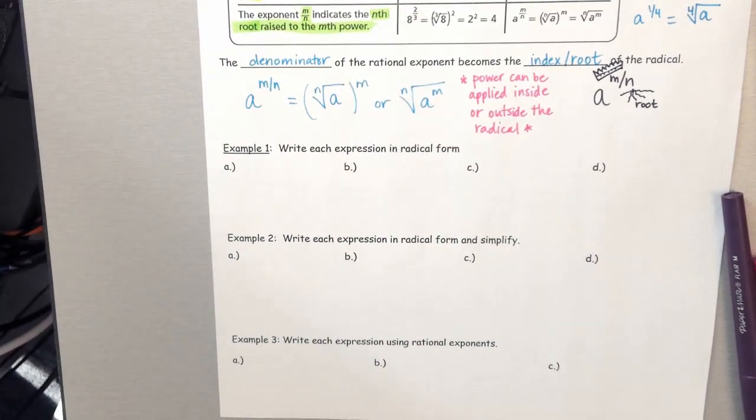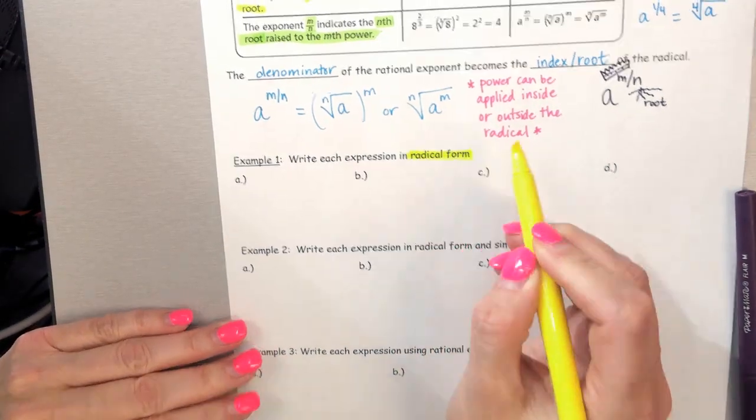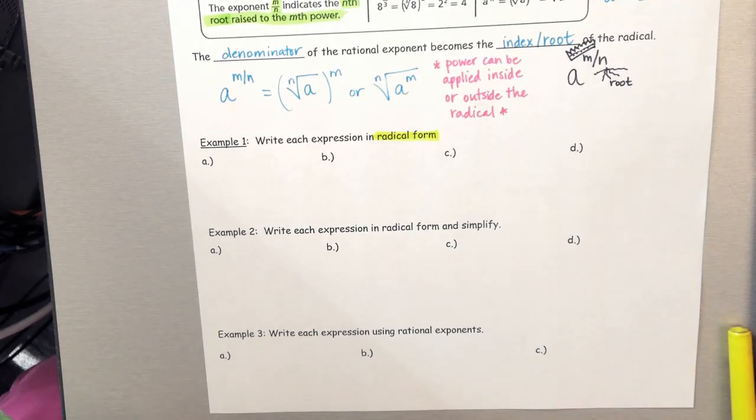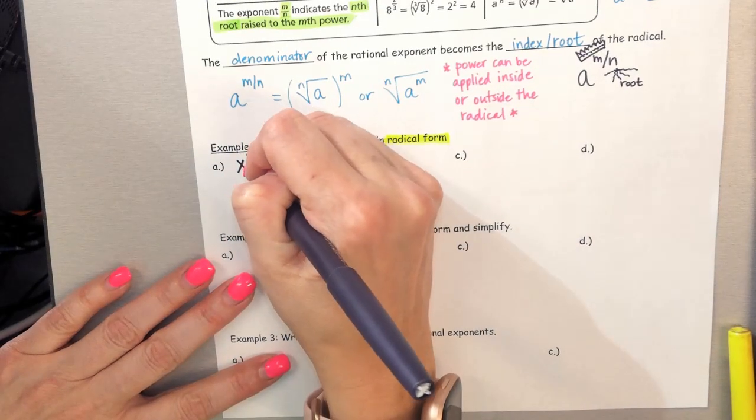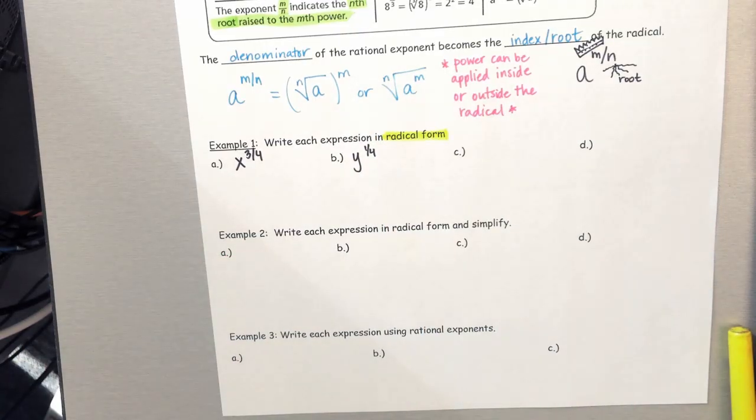So what we're going to do today is we're going to write expressions in radical form. We are going to be simplifying if we can. So starting with part A, we have x to the 3/4, and for B, we have y to the 1/4. I would like you to write those in radical form based on the concepts we just talked about. So if you are writing in radical form, you should see a radical in your answer.